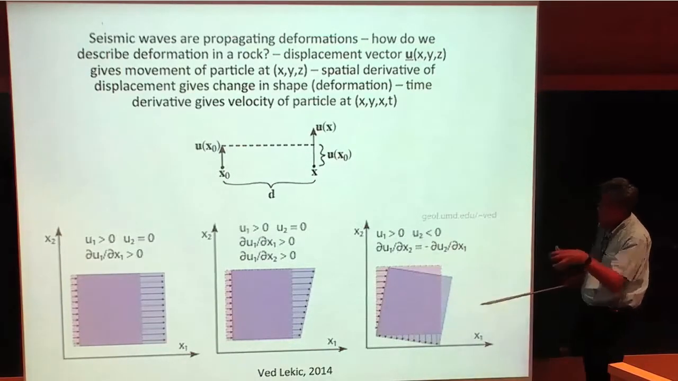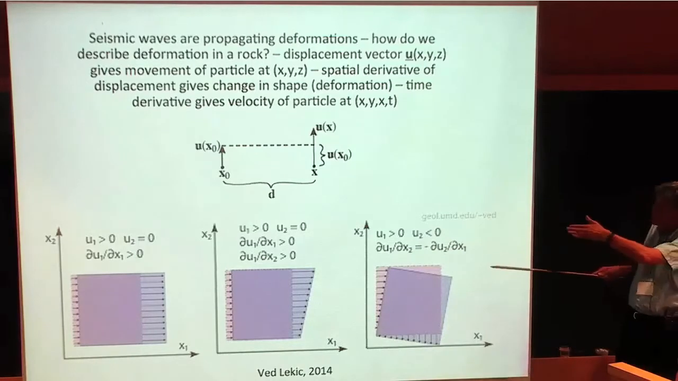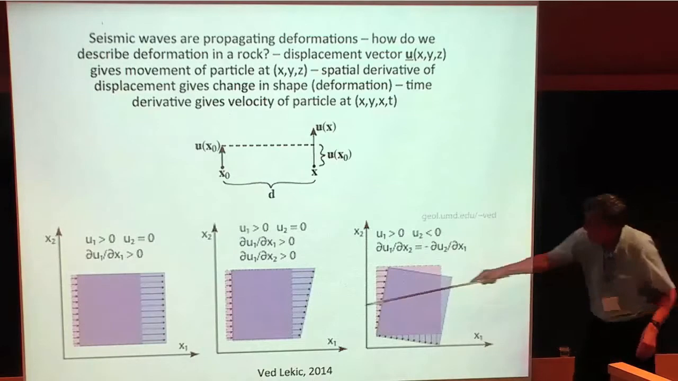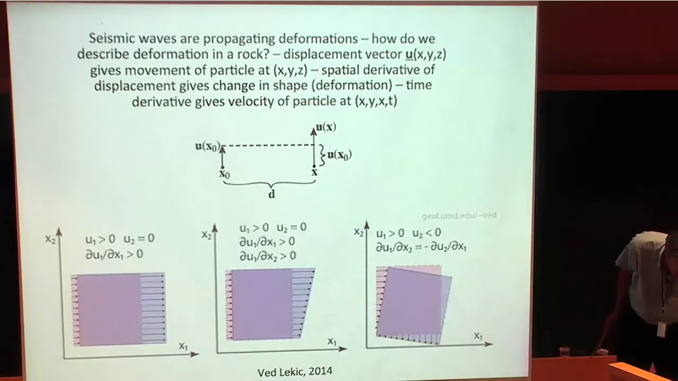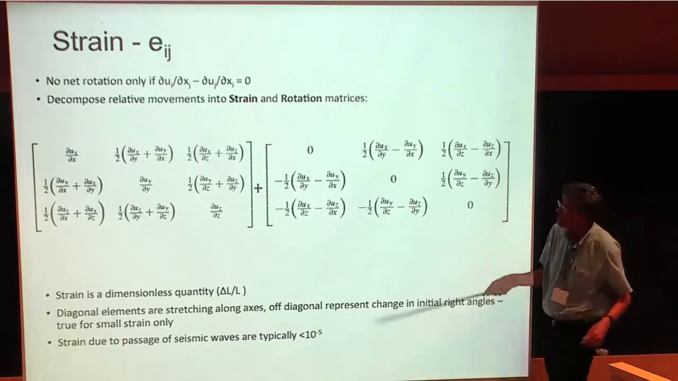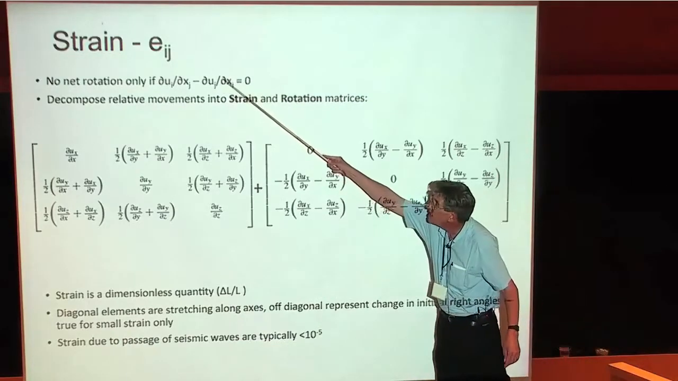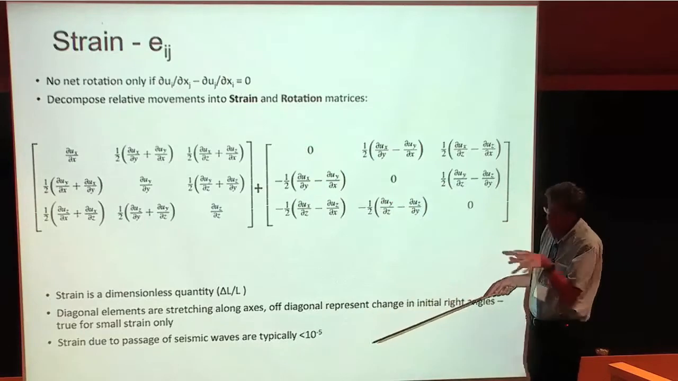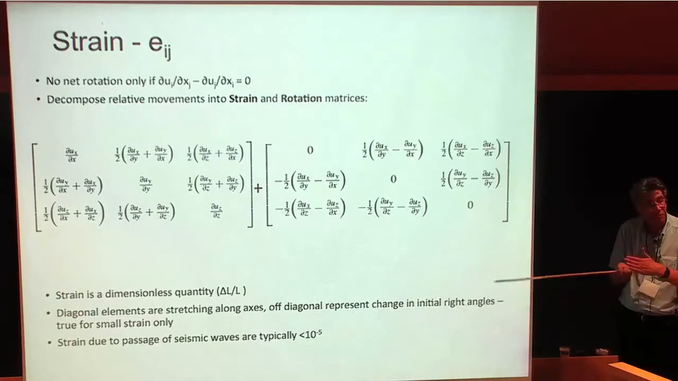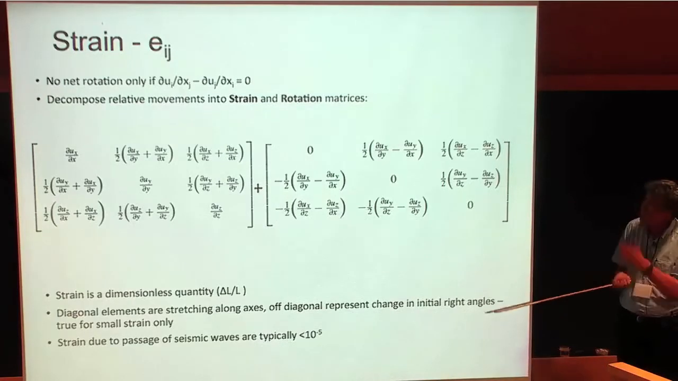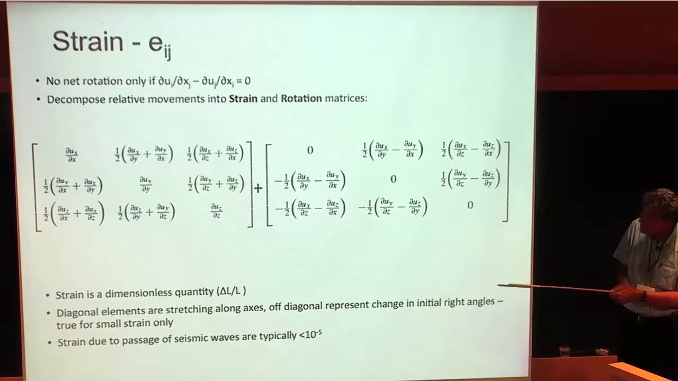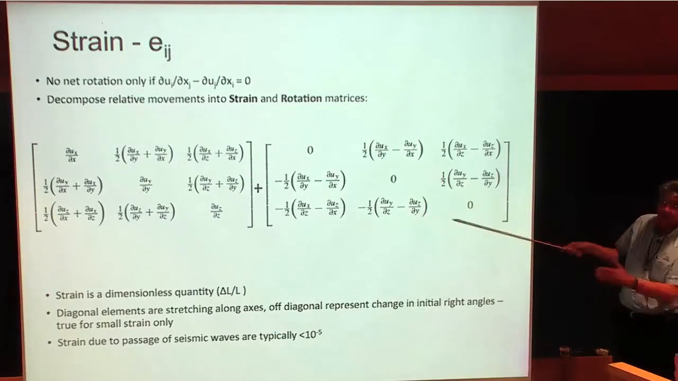You have rotation due to gradients in the displacement vector, as well as stretching, as well as angular changes in original right angles. So we write the strain tensor, or strain matrix if you want, Eij, and that has to do with the components changing the angles of right angles, as well as the stretching and contraction along certain axes. So using the x, y, z axes, this matrix here is the rotation aspect.